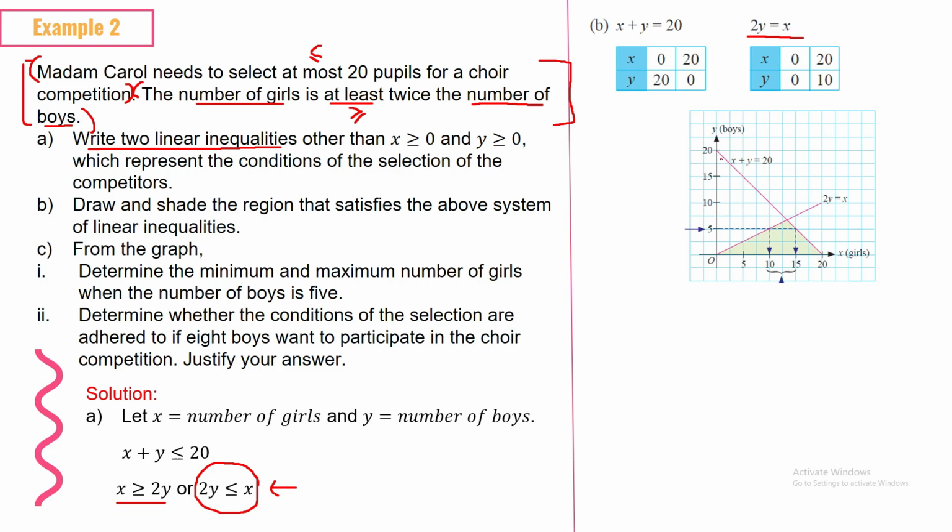After you draw the line, you must shade the region. For the first equation, x + y = 20, it is said lower than, so it must be this region. And then the second linear inequality is 2y lower than x, so lower than is the region below, also here. That's why it's shaded here.